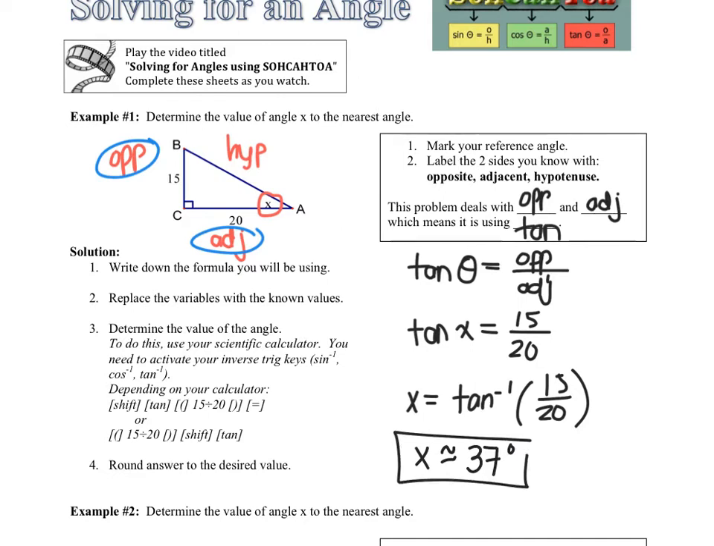If I wanted to find the other angle, like let's say I want to find angle B as well, I could just subtract 37 and 90 from 180 and get that angle as well, just in case it told me to solve fully. Okay, let's try another example.